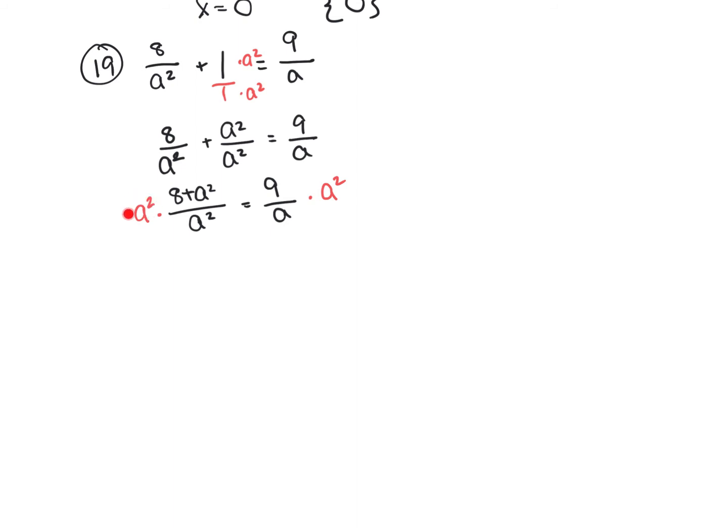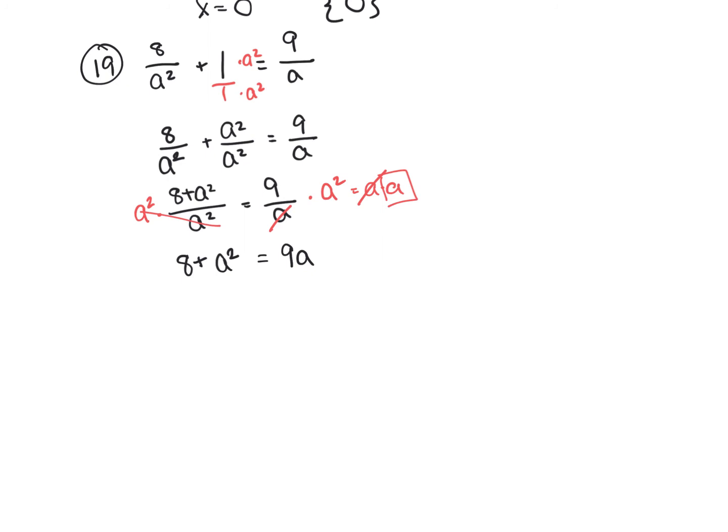So on my left side, if I'm multiplying by a squared and dividing by a squared, I can cancel those out. I'm just left with 8 plus a squared. And on my right side, this one's a little trickier because I'm multiplying by a squared, but I'm dividing by a. So if I have an a squared up here, remember this a squared is the same as a times a. So if I'm multiplying by a times a and I'm dividing by an a, I can cancel out this a in the denominator and one of those a's, but I still have one left over. So my answer for my right side is going to be 9a.